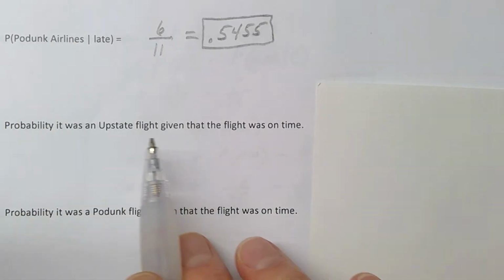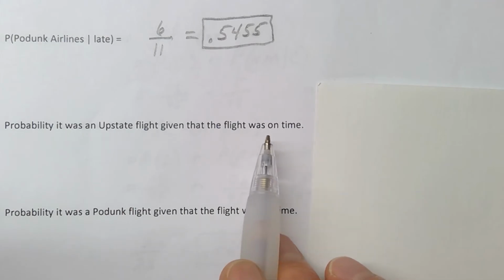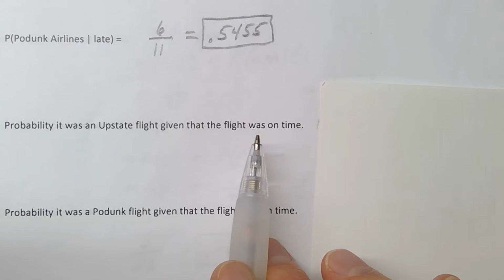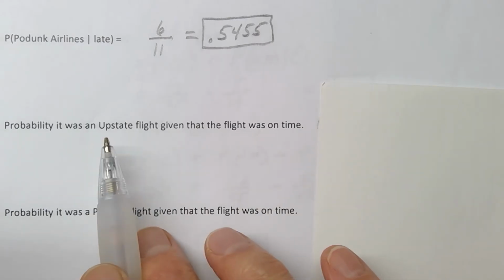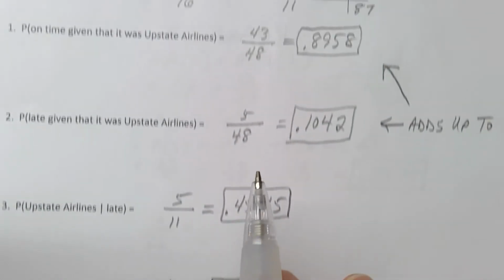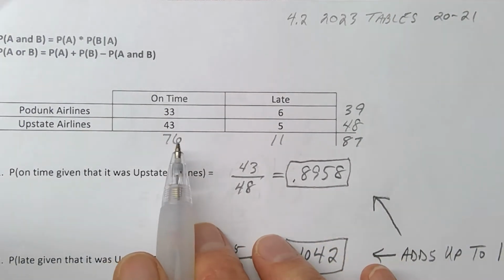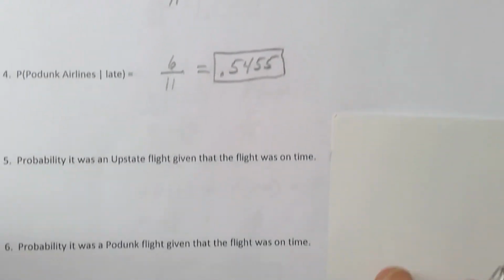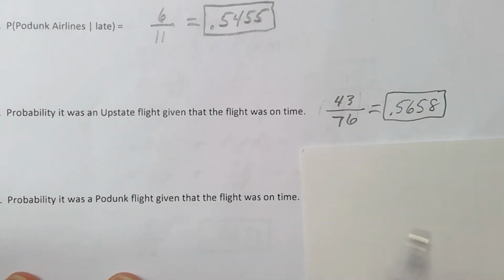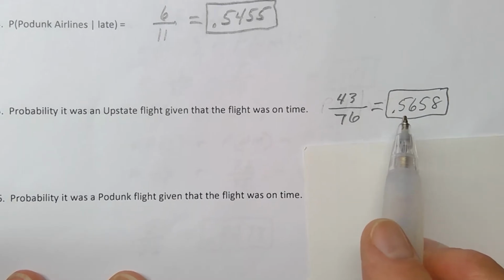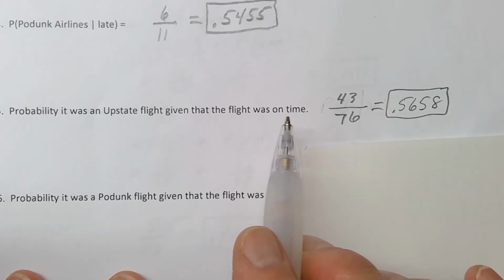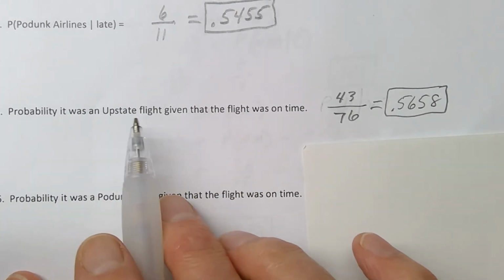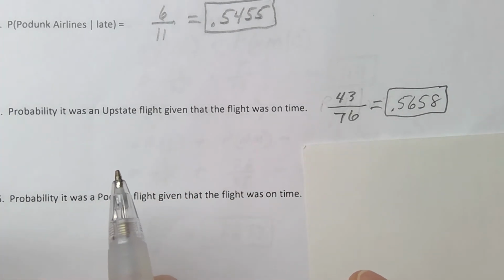What was the probability that it was an Upstate flight, given that the flight was on time? Given that we're only looking at the flights that were on time, we're only looking at these 76, how many were Upstate? 43 out of 76. So there's about a 57% chance that if you put all the on-time flights in a hat and reach in and grab one, you'll grab an Upstate flight out of the hat.